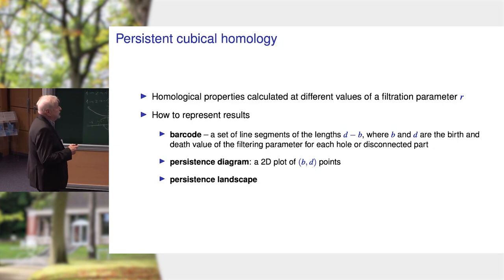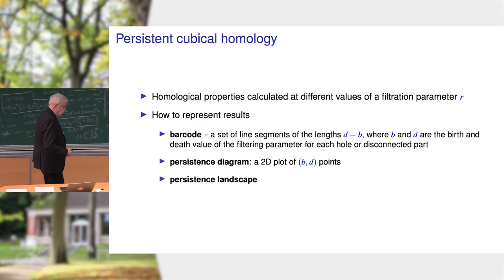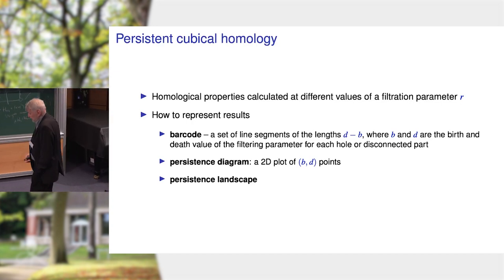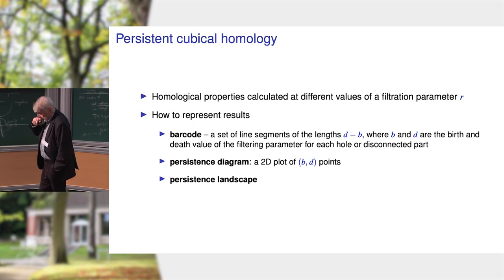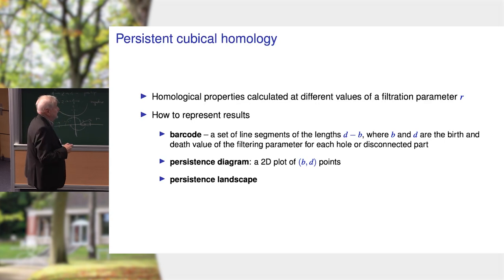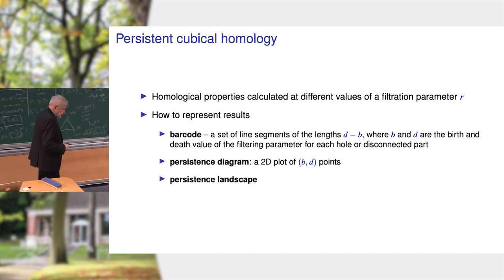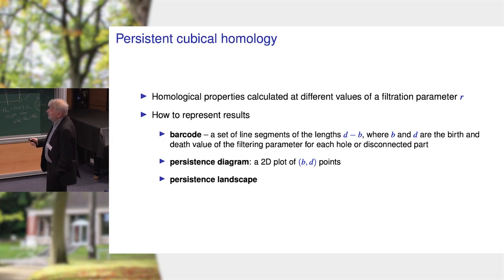The homological properties, say the appropriate Betti numbers, are calculated at different values of the filtration parameter r. In our case, this filtration parameter will be the intensity of the pixel. Then you can represent this in different ways, some invented by the originators of topological data analysis. The most common are so-called barcodes. These are simply collections of segments with lengths equal to the persistence of a particular feature. The persistence diagram is a two-dimensional plot of birth and death points, and there is also something called the persistent landscape.